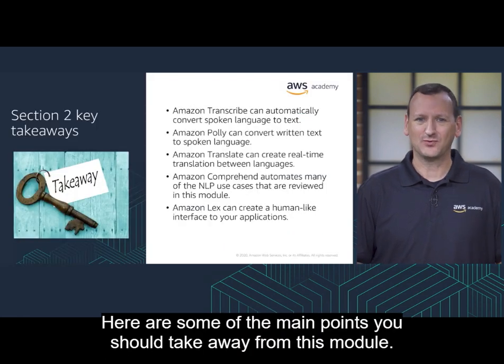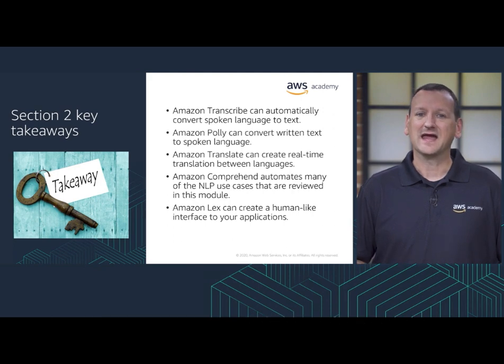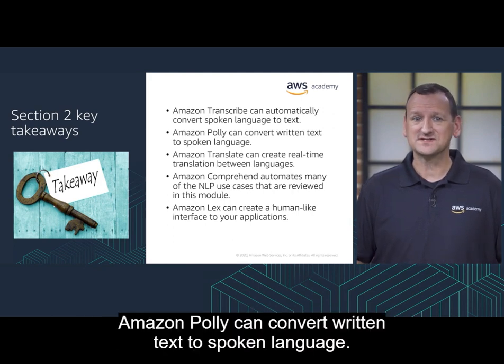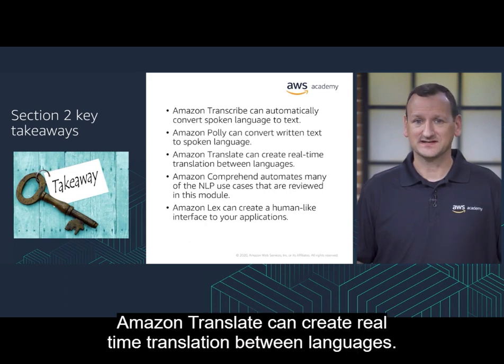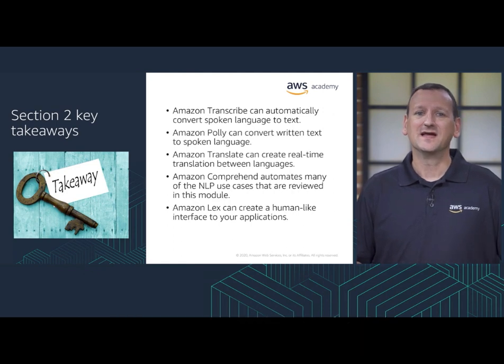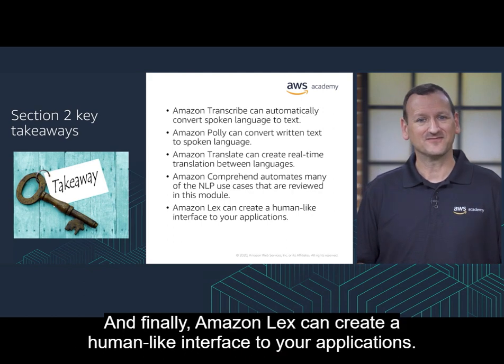Here are some of the main points you should take away from this module. First, Amazon Transcribe can automatically convert spoken language to text. Amazon Polly can convert written text to spoken language. Amazon Translate can create real-time translation between languages. Amazon Comprehend automates many of the NLP use cases reviewed in this module. And finally, Amazon Lex can create a human-like interface to your applications.